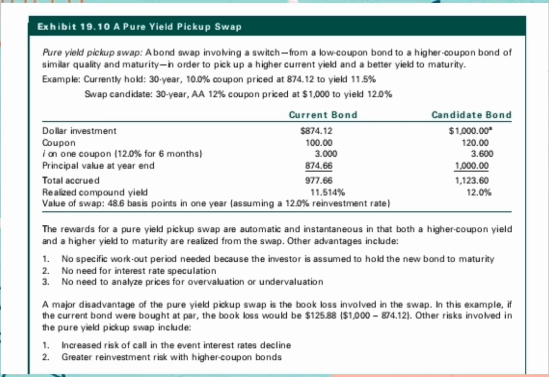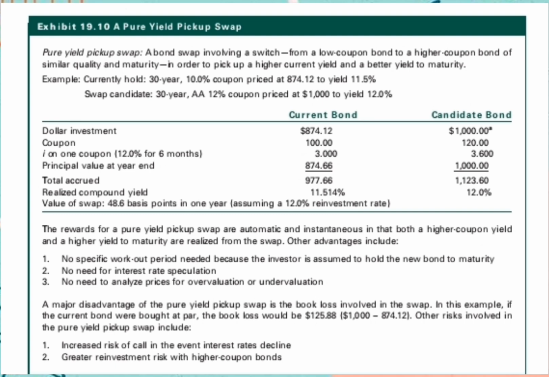This exhibit illustrates a pure yield pickup swap, a bond swap strategy. It involves exchanging a lower coupon bond, for example, the current hold, a 30-year, 10% coupon bond priced at $874.12, yielding 11.5%, for a higher coupon bond of similar quality and maturity, the candidate hold, a 30-year, AA-rated, 12% coupon bond priced at $1,000, yielding 12%. The table compares the financial aspects of both bonds, showing the higher coupon payments and total accrued value from the candidate bond.